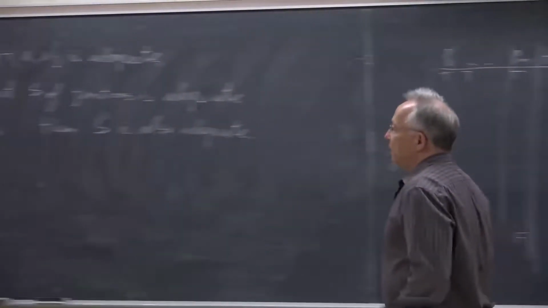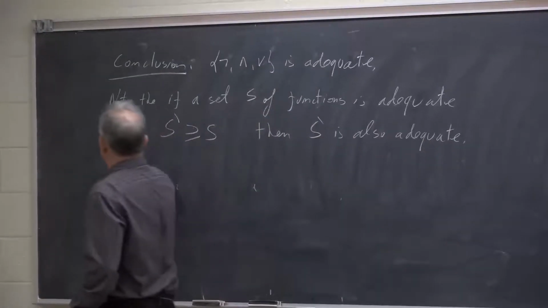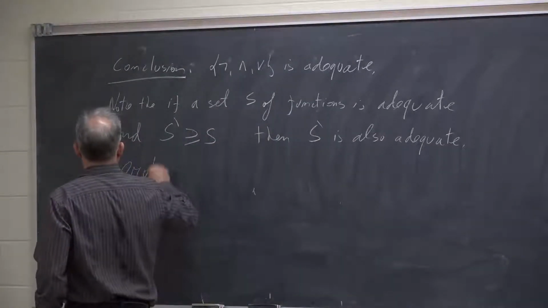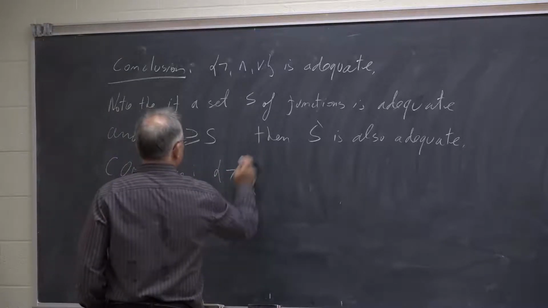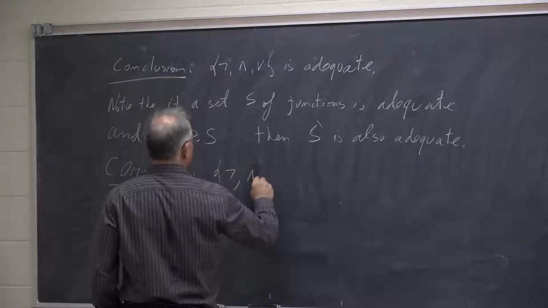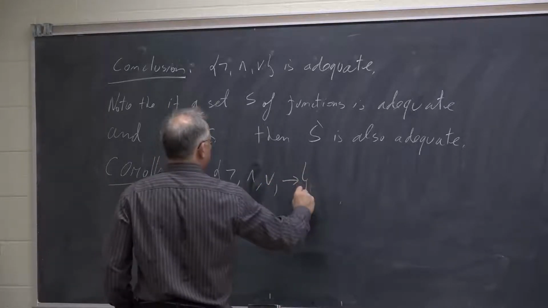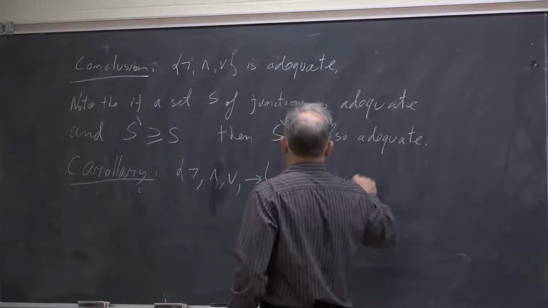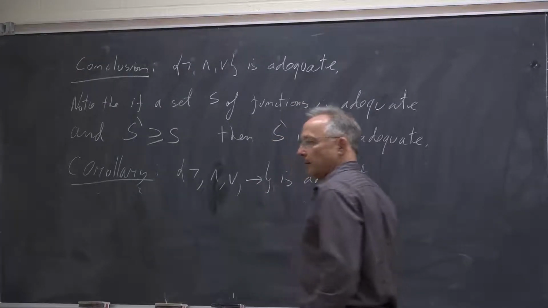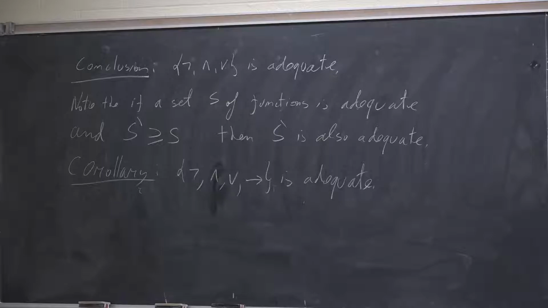So the corollary from this is that the system that we used is adequate. Because it's a superset of an adequate system.